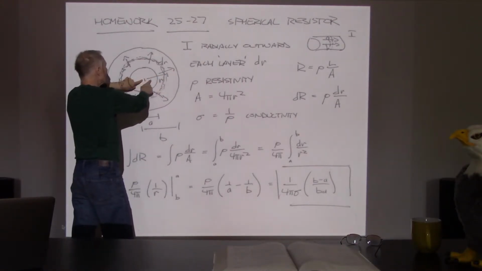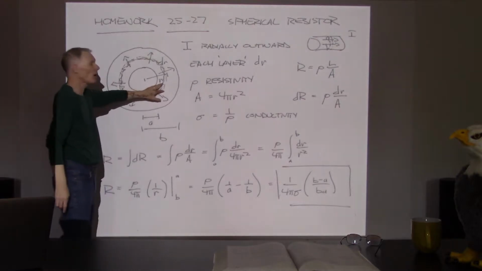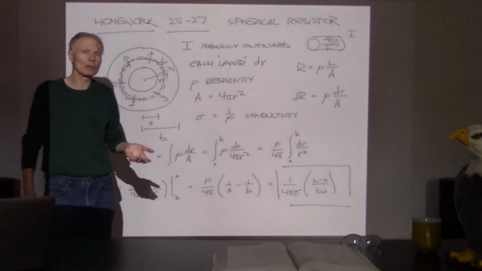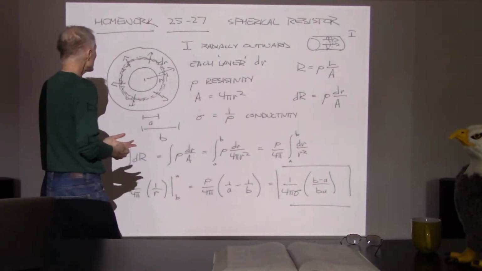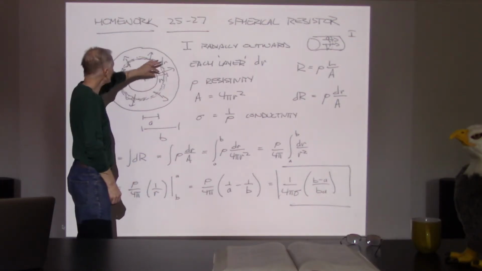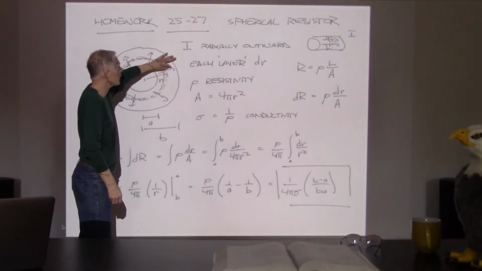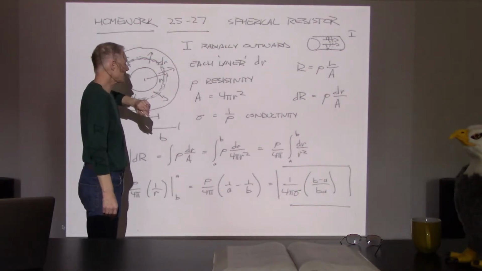And the distance out to each successive layer is going to be little r. R is going to be our variable of integration. Yeah, this is looking like an integral problem. And then the thickness of each layer will be dr. So that's the plan here.